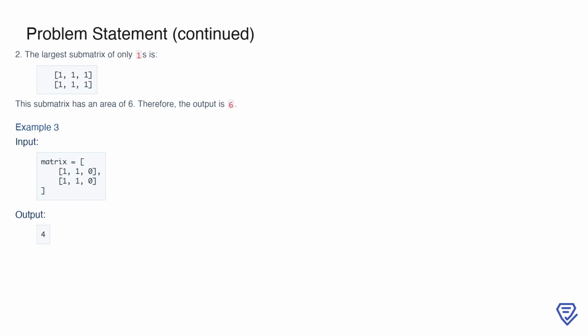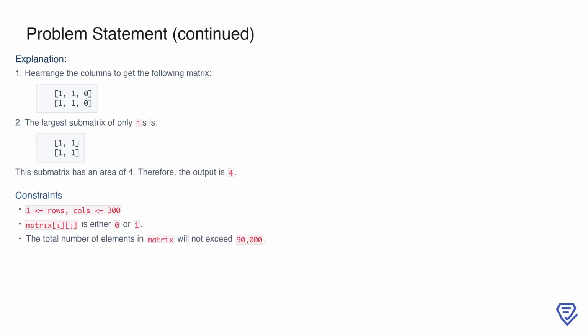Next, let's look at another example to solidify the concept. In the third example, the input matrix is a 2x3 binary matrix, 1, 1, 0, 1, 1, 0. After rearranging the columns, the matrix remains the same, 1, 1, 0, 1, 1, 0. The largest submatrix of ones here is a 2x2 block, 1, 1, 1, 1. This submatrix has an area of 4, so the output for this example is 4.